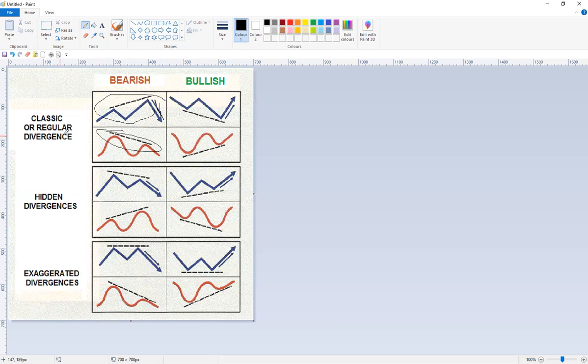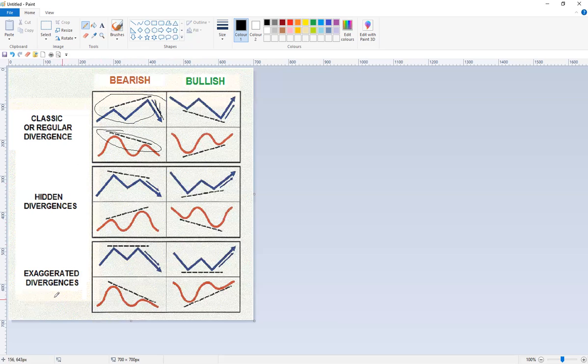While in classical regular divergence, RSI doesn't change direction, the market changes the direction. Basically, it's a reverse type of pattern. So that's the main difference between these two.